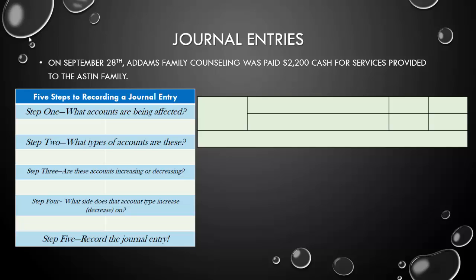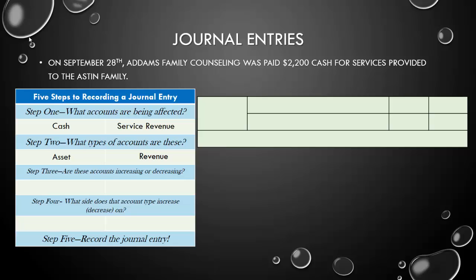On September 28th, Adams Family Counseling is going to be paid $2,200 in cash for services that they provided to the Aston family. It's the same as an entry that we saw before. The entry is always going to be the same every time that you provide a service and are paid at the time that service is provided. The two accounts being affected are going to be cash and service revenue. Cash is an asset. Service revenue is a revenue account.